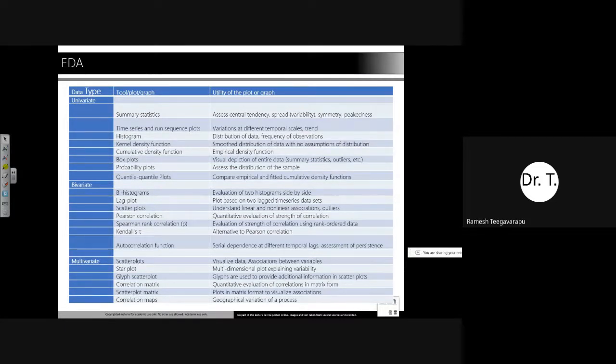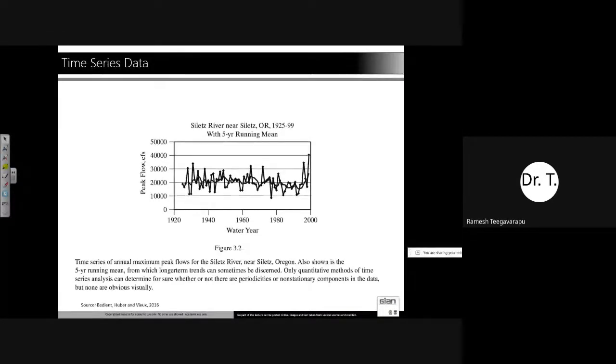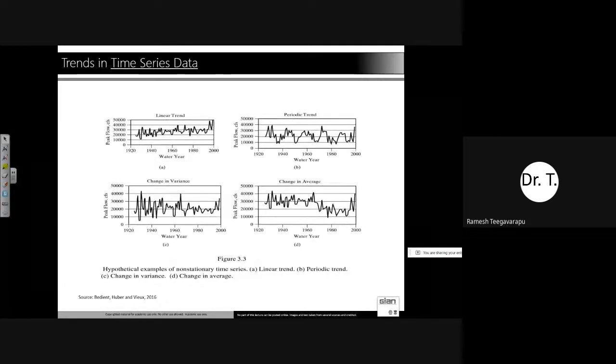I have different types of data sets from India and US. We can look at that. So again, as I said, you need to look at the time series data and see if there's any linear trend, periodic trend, change in variation, variance, and then change in average. So the different types of series can exist, which can point to non-stationarity.